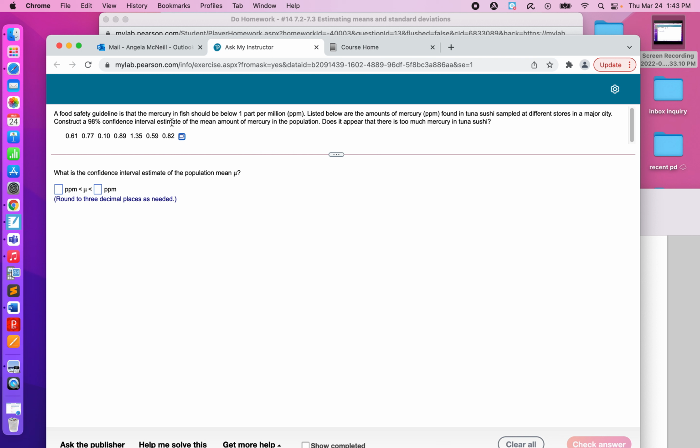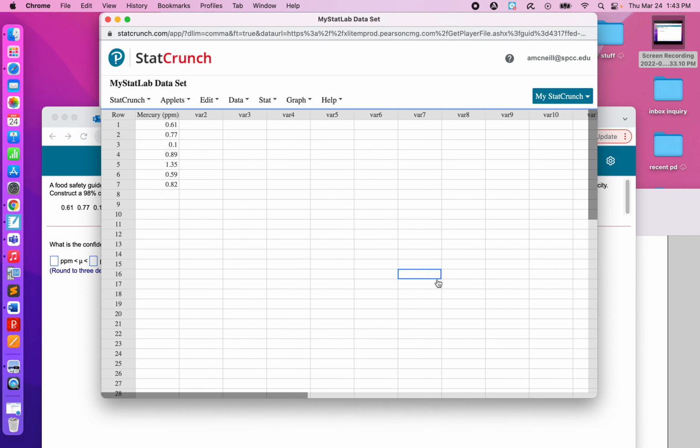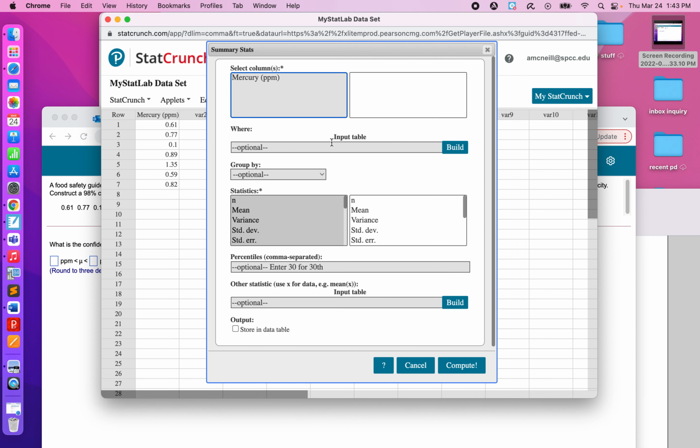So I'm going to go ahead and go with the easy route and use StatCrunch. So click on this and it will take you straight over to StatCrunch, where it will put the data in there for you. As you can clearly see, it already put it in here for me. So I'm going to go over here and calculate some quick stats. I'm going to go to summary stats and use columns because that's what they gave here, and it's all about the mercury and tuna.